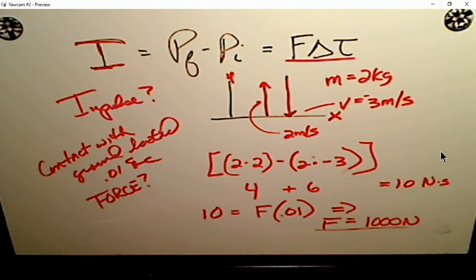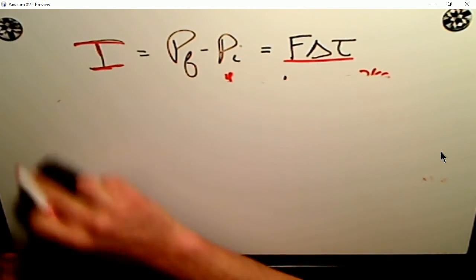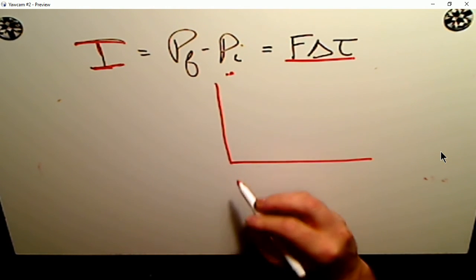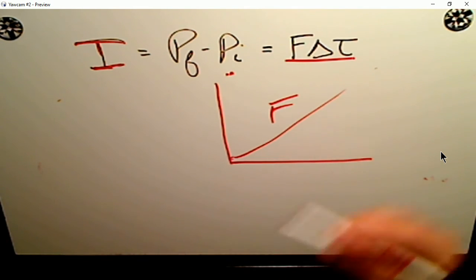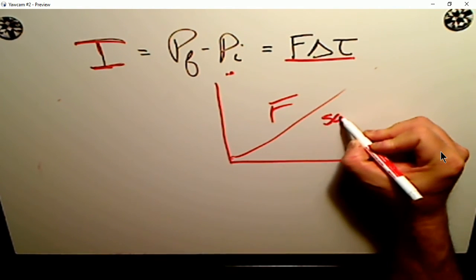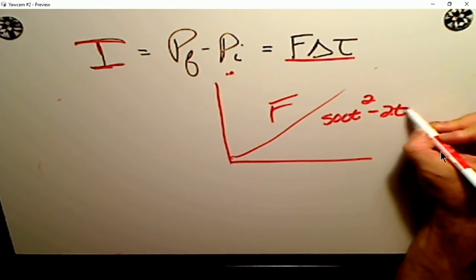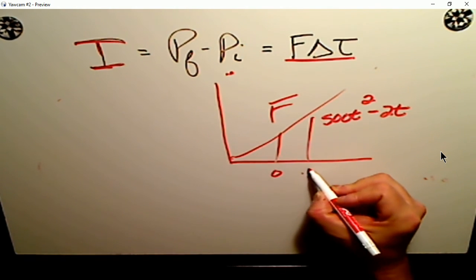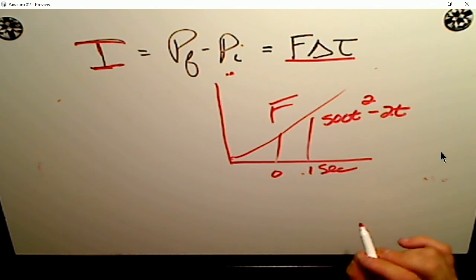Let's look at the calculus involved here. Say the same example that we were using here, or, well, let's give another example. Let's say that I have a force line that is 500 t squared minus 2t. And it happens from 0 to 0.1 seconds. What is the impulse?